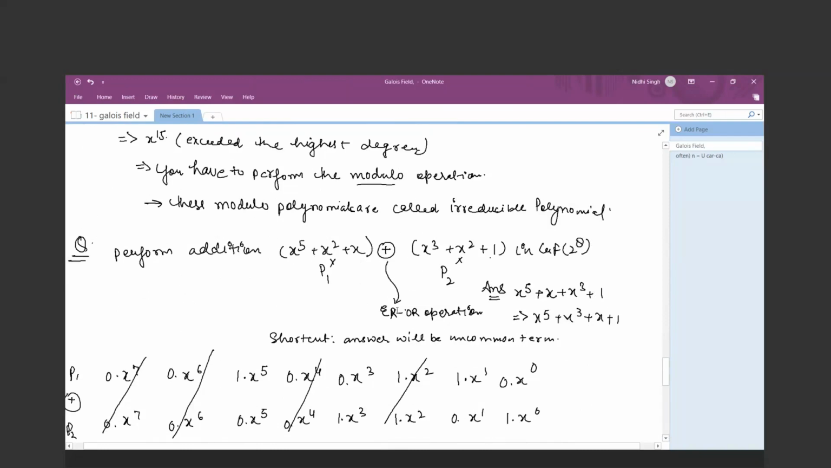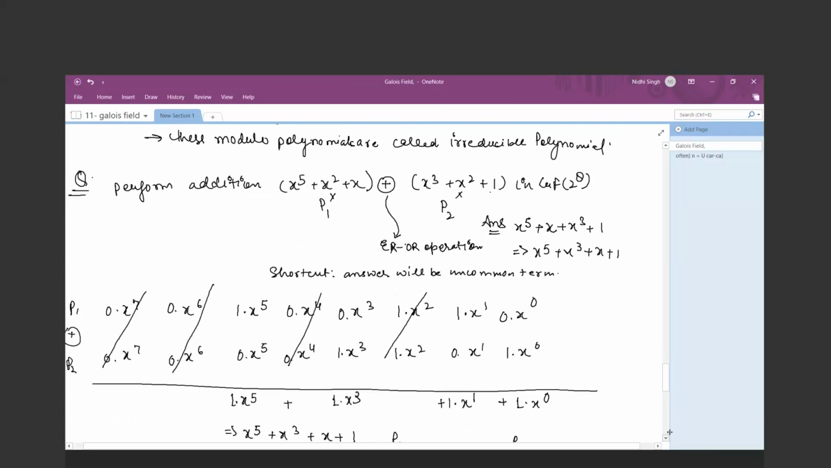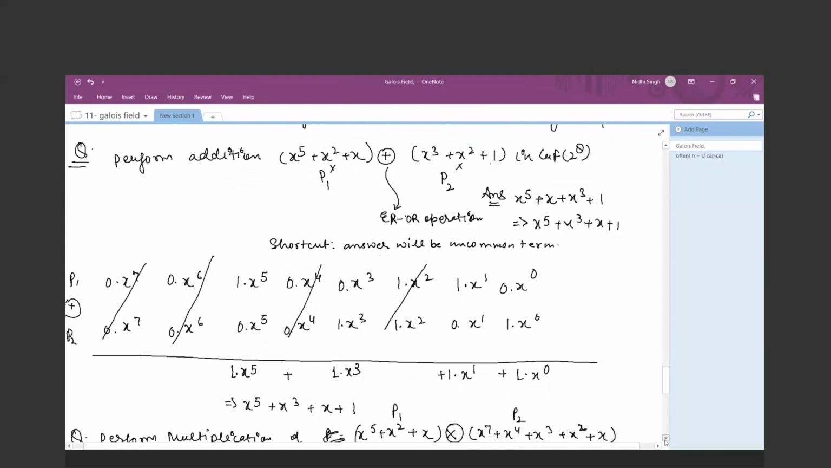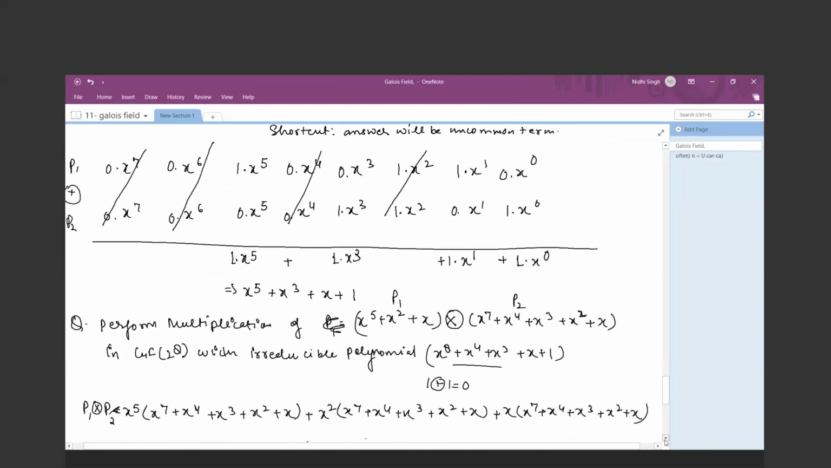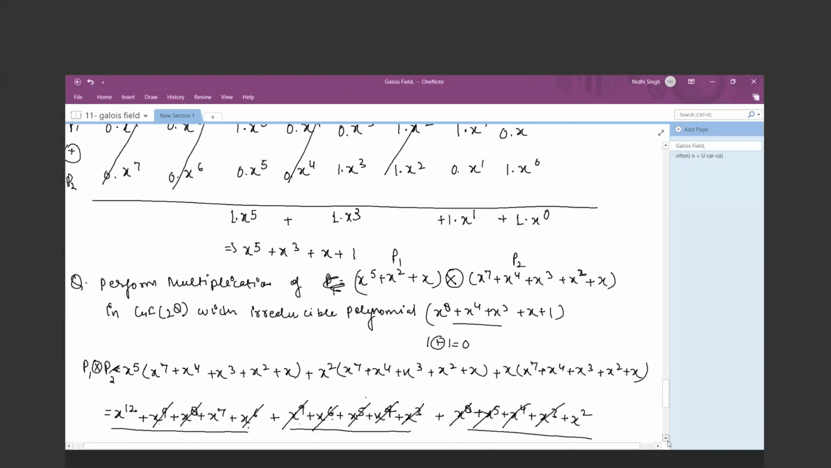And addition means you have to perform the XOR operation. One thing you have to remember in polynomial operations: all of the addition and subtraction signs will be treated as the same, because we are performing the XOR operation. And what will be the outcome? The outcome is simple. You have to perform the addition, just cancel out the common terms and take the uncommon terms. That will be your answer. So there will be no need of reduction because we are performing the addition operation.